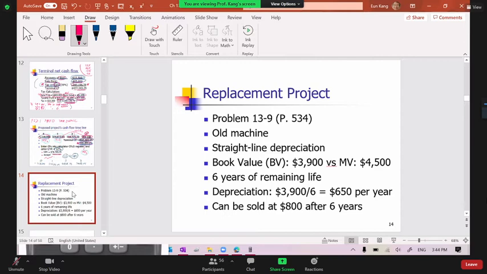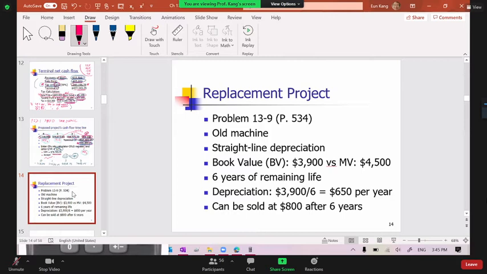So 3,900 divided by 6. Why? It's just straight line depreciation, so depreciable basis divided by number of years. Remaining depreciable basis, because 2 years have passed, so 6 years remaining. Current book value divided by 6. Then 3,900 divided by 6 is 650 per year. If the old steamer is not replaced, it can be sold for 800 at the end of its useful life.